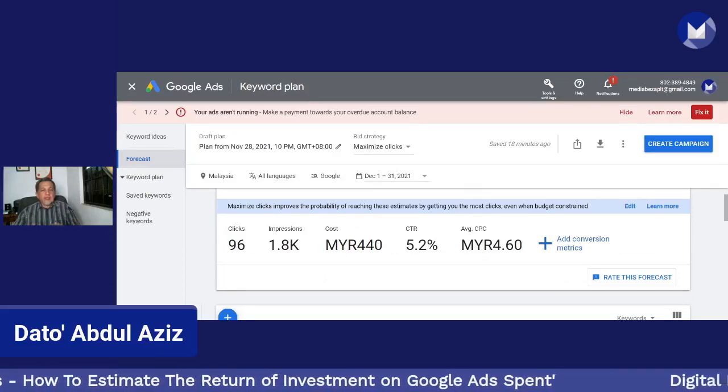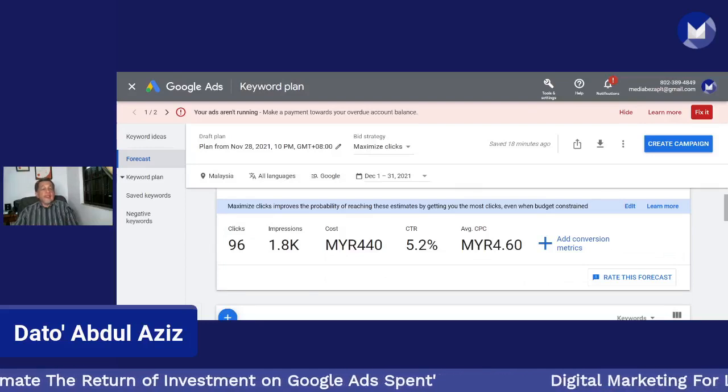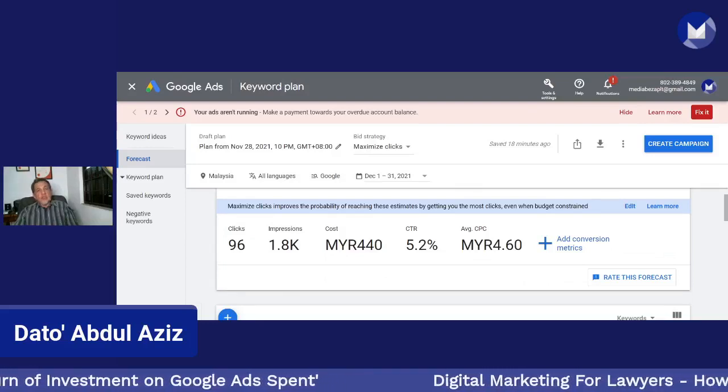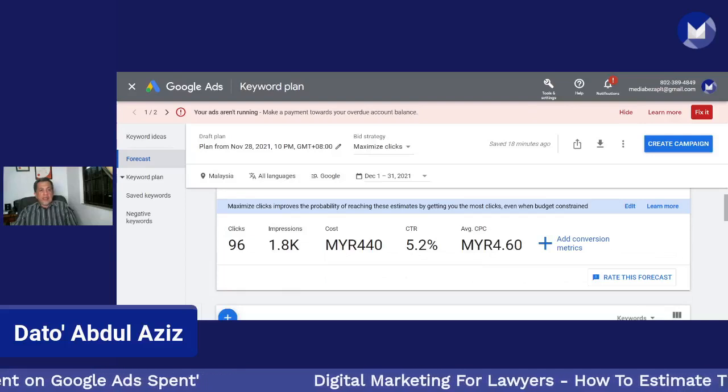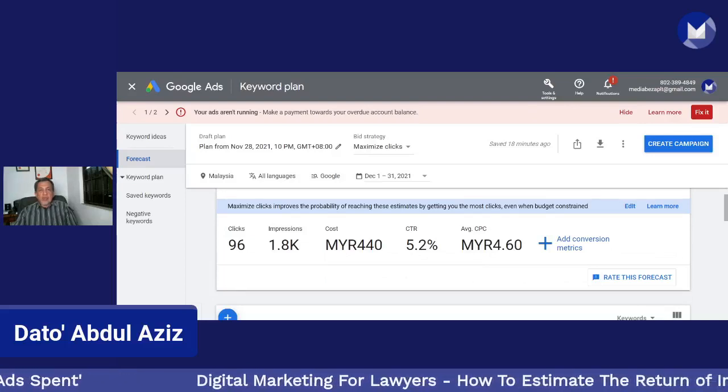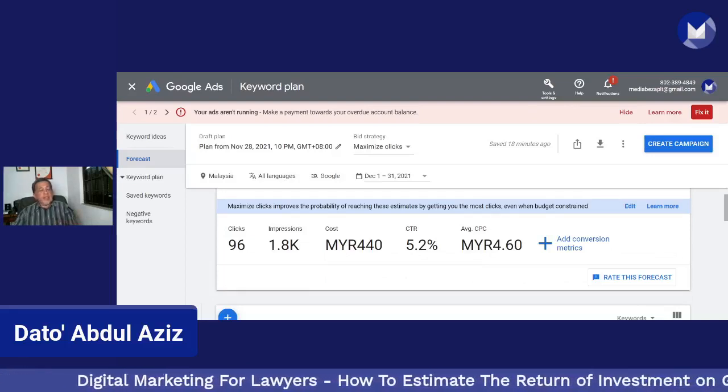So now we know we are getting about 217 clicks. This is based on Google's data that they estimate if we spend 1,000 ringgit, we're going to get 217 clicks. So what does that mean?